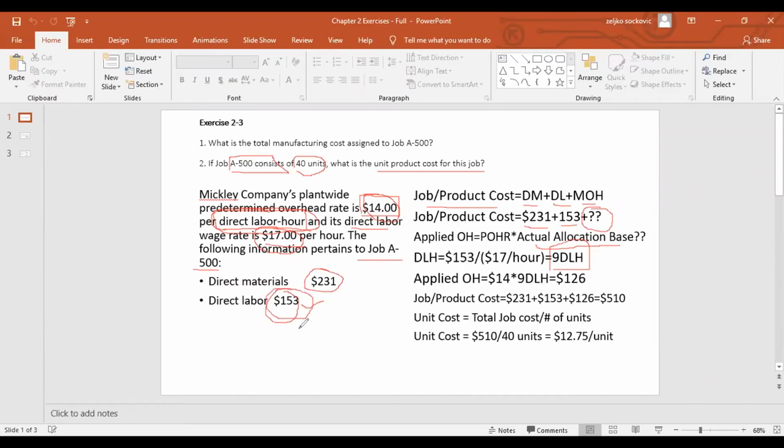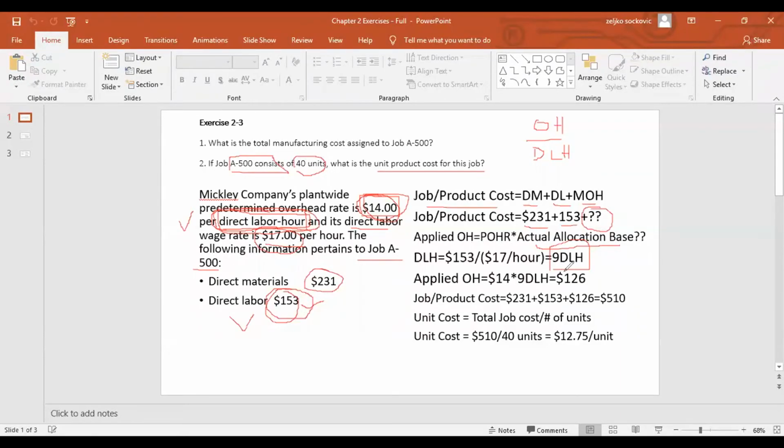You say, well, they spent. Now you might say, but here you're talking about overhead, but here you're talking about direct labor, but it doesn't matter. It doesn't matter because direct labor hours are the allocation base, which means that direct labor hours were used when they figured out what? POHR, remember? Overhead estimated divided by, in this case, direct labor hours. Not 17 per hour, that's just what they're paying the workers.